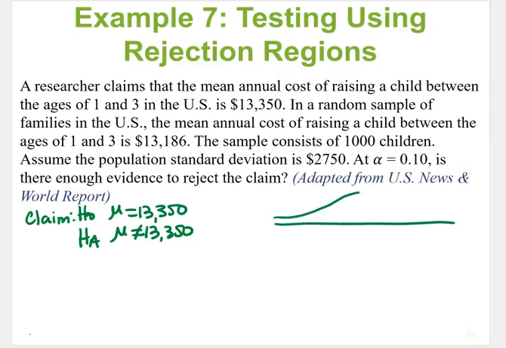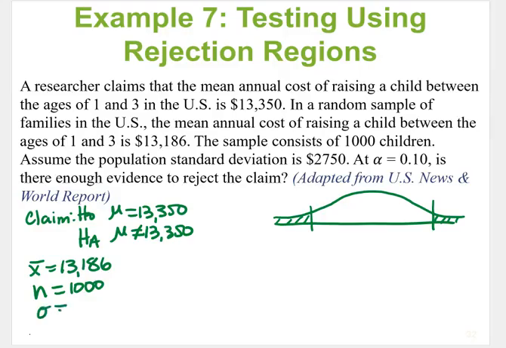So I'm going to draw my picture, draw my two tails, right? This area and this area are my rejection regions. Okay, so let's read the rest and get the rest of the information. In a random sample of families in the US, the cost of raising a child between the age of 1 and 3, okay, so there's my X bar, is $13,186. The sample consists of 1,000 children, so there's my n is 1,000. It says assume the population standard deviation, excellent, is 2,750, and that your alpha is 0.10.